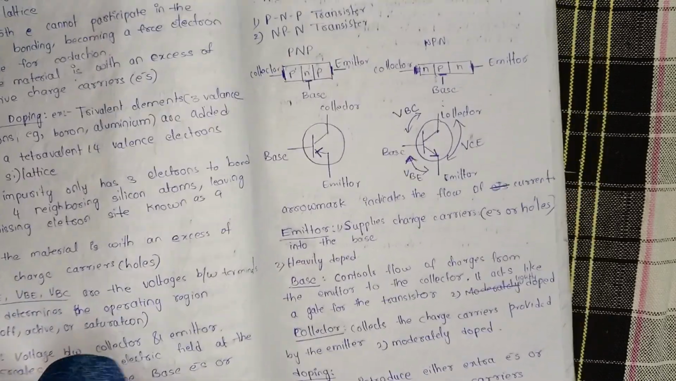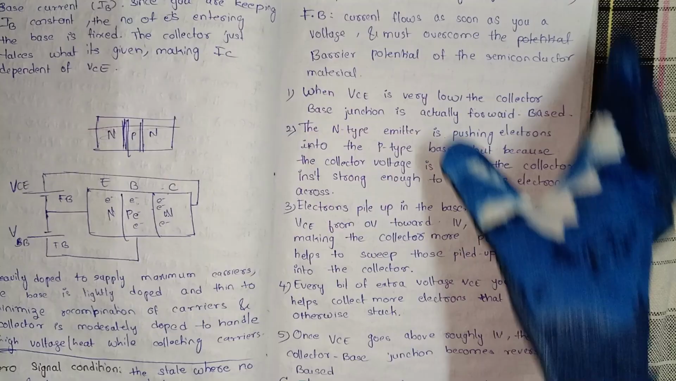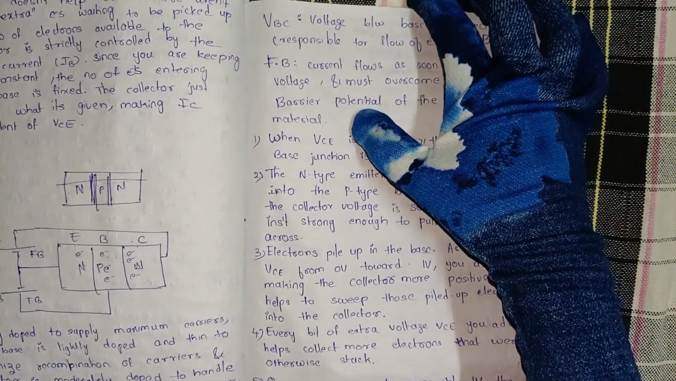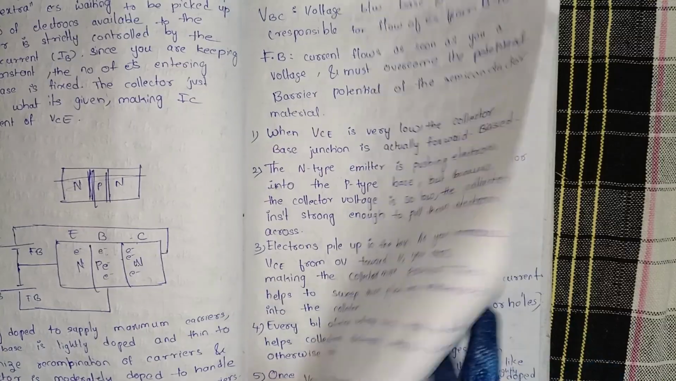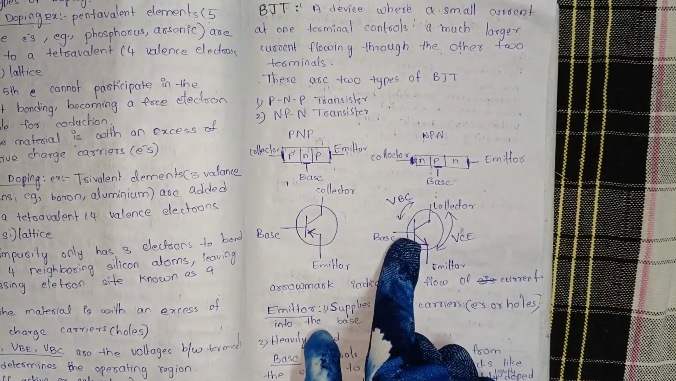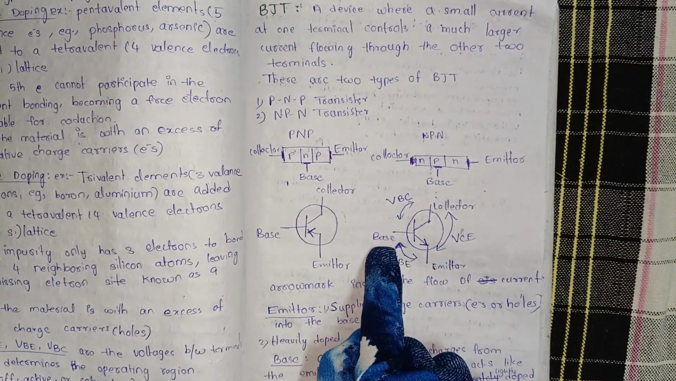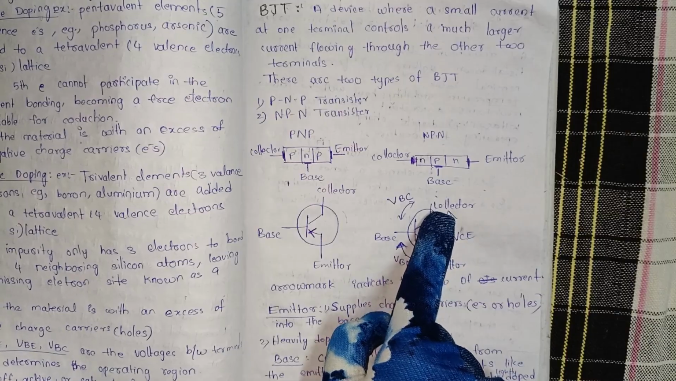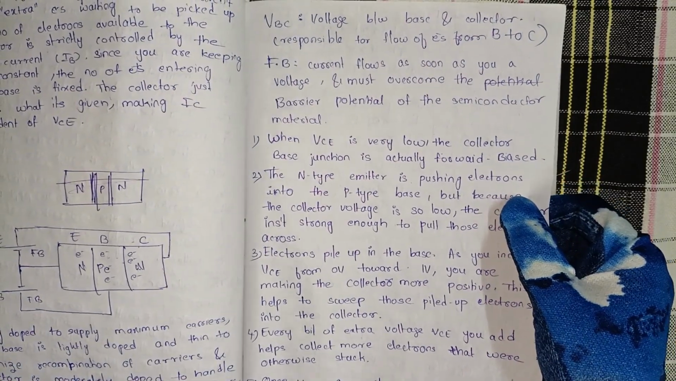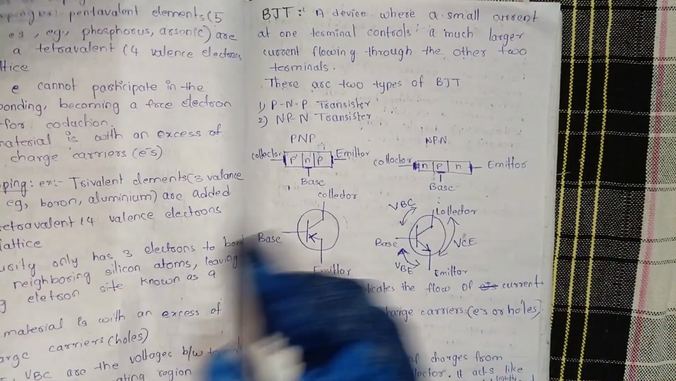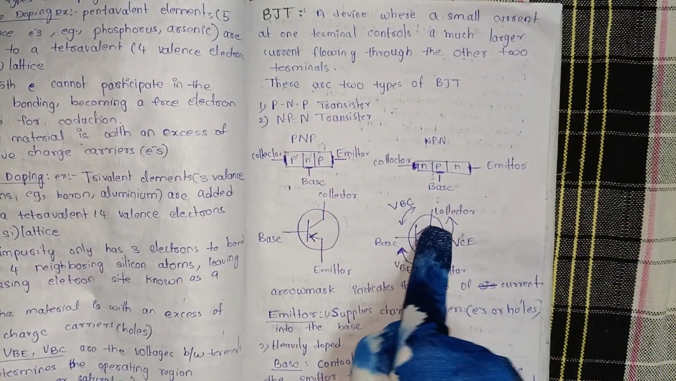Then VBC is the voltage between base and collector, and it is responsible for the flow of electrons from base to collector.